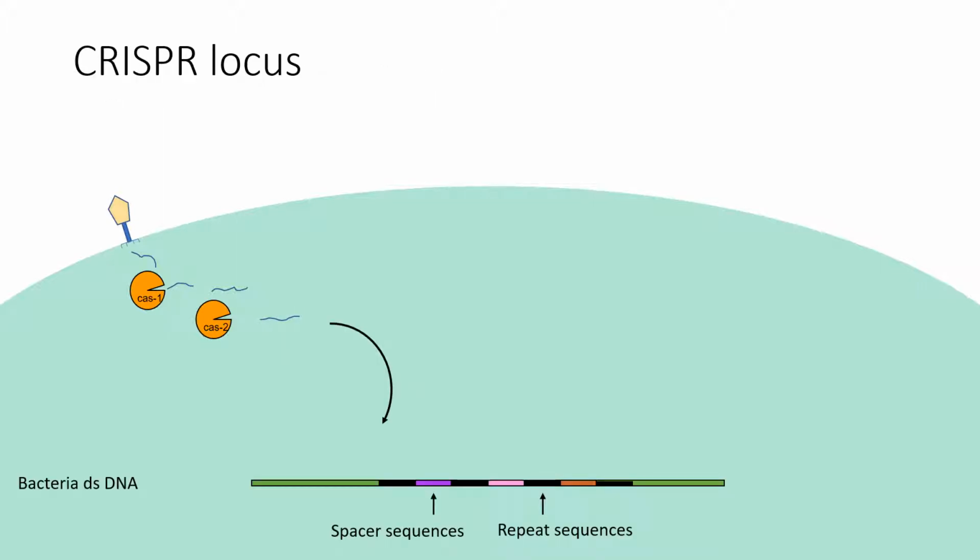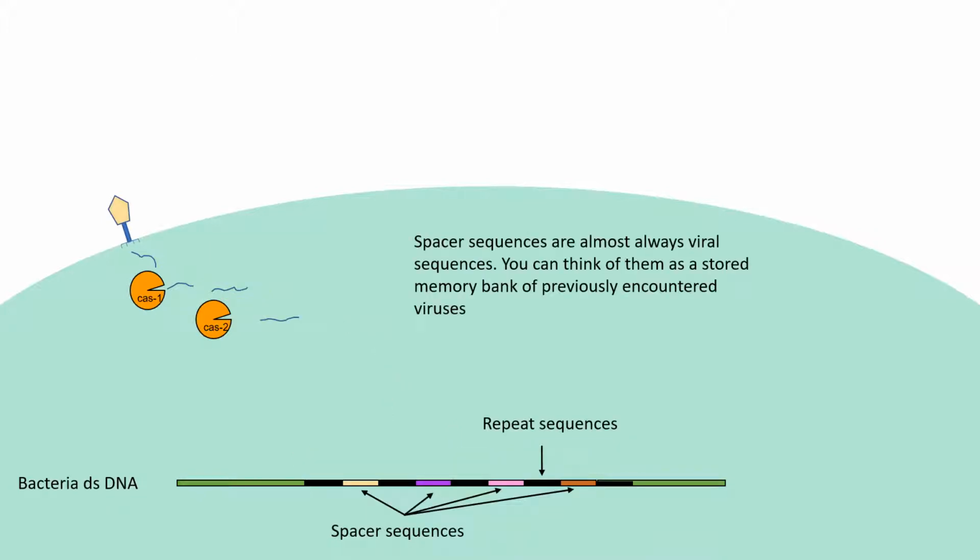The Cas proteins help associate this viral sequence into the bacterial double-stranded DNA. So this is now part of the CRISPR array. This is where we have the repeat sequences in black, and then each of these spacer sequences, you might have guessed, are actually from a virus most of the time. And so this is a memory bank of previously encountered viruses.